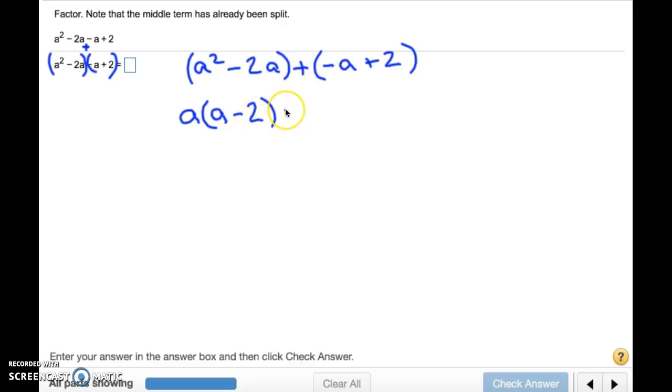And then I bring down my plus sign. So looking over here, the negative a and the positive 2, the only thing that those have in common is a 1. But if I only factor out a 1, this is going to stay negative a plus 2, and I really need it to be positive a minus 2.